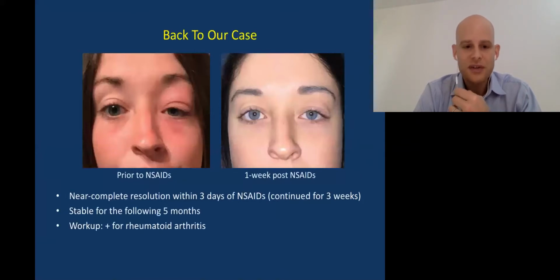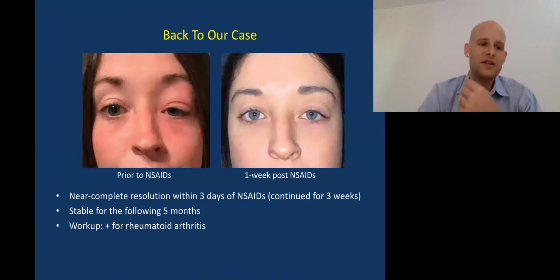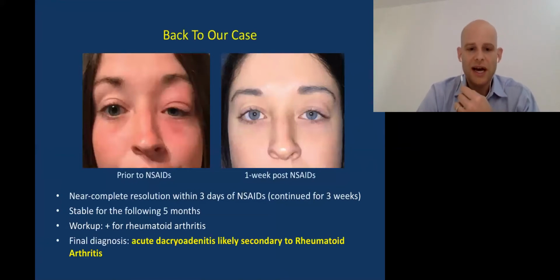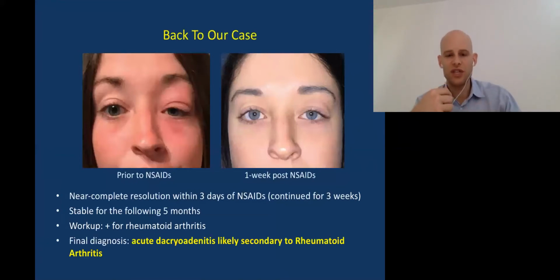And what's interesting in her case is that the workup was actually positive for rheumatoid arthritis. She had a positive rheumatoid factor. She had very elevated inflammatory markers. I actually referred her to rheumatology, and she was officially diagnosed in rheumatology with acute dacryoadenitis, likely secondary to rheumatoid arthritis. So she was one of those rare cases that was actually likely caused by a specific autoimmune disease, but it could have easily have been idiopathic.